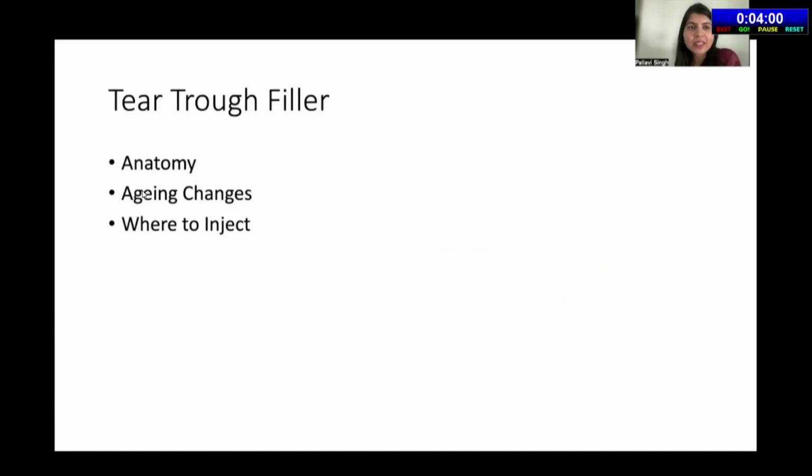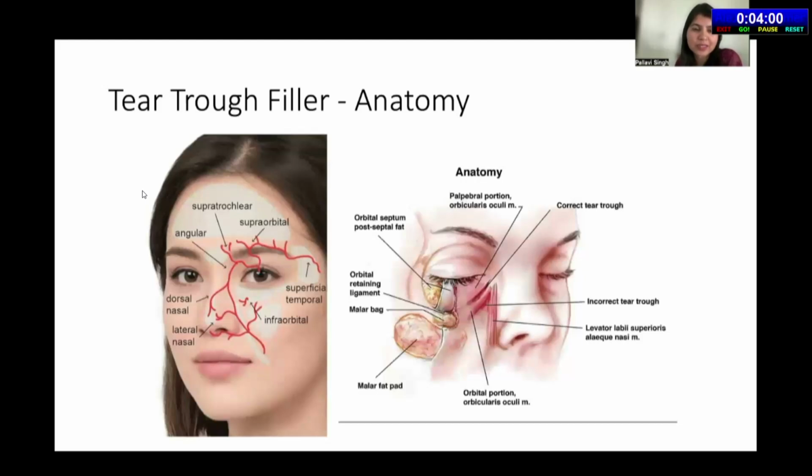The second area that I'm going to talk about, very common, is one where most ophthalmologists want to do the tear trough filler. So let's talk about the anatomy. What are the changes that we see in this area?